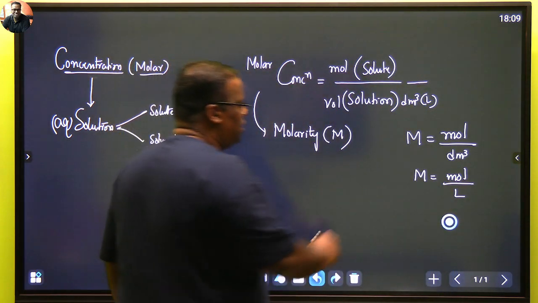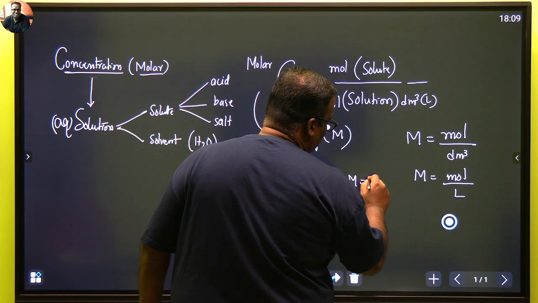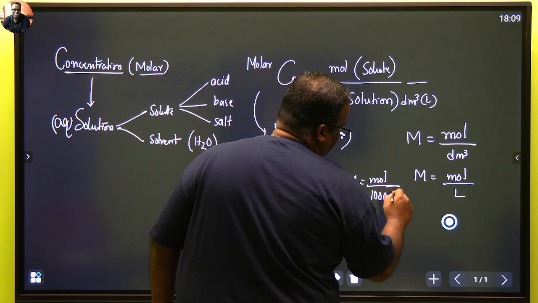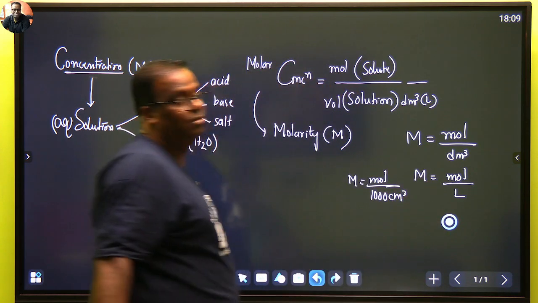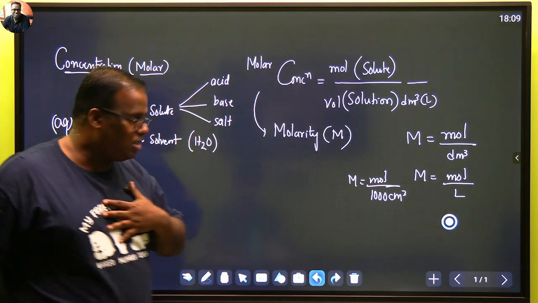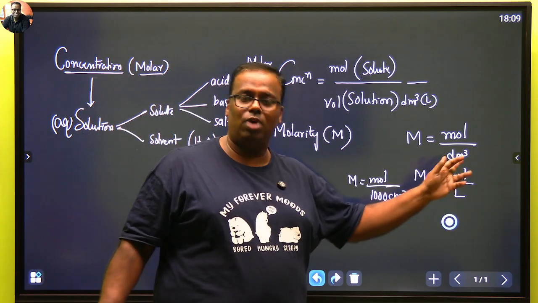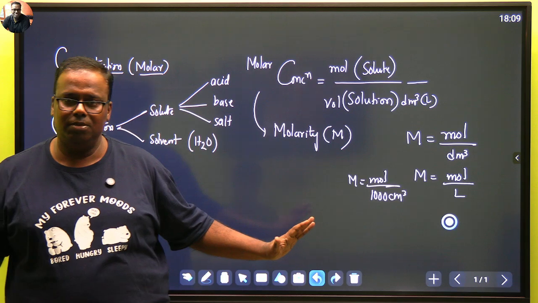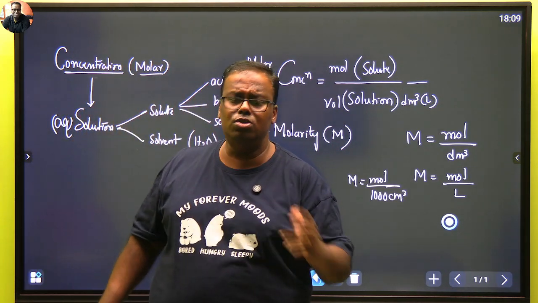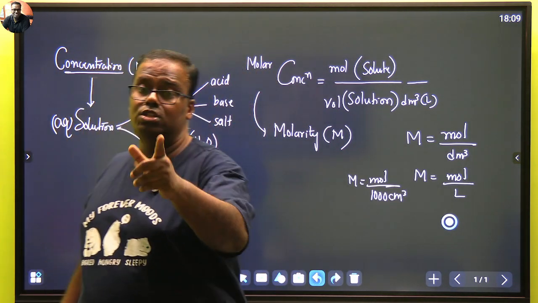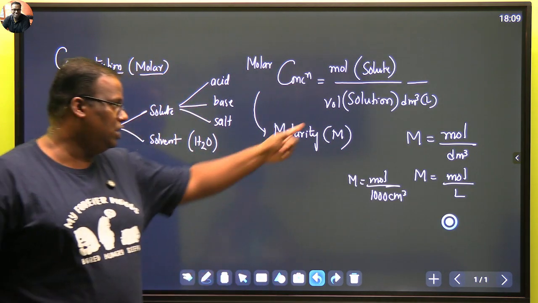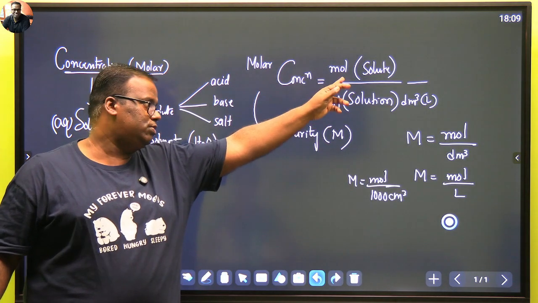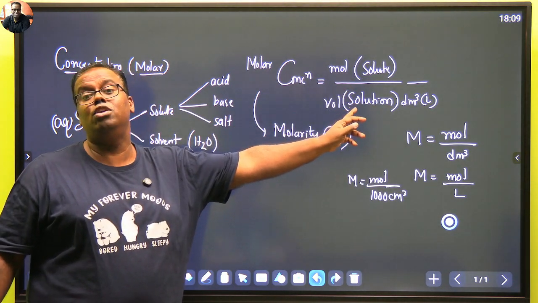It can also stand for moles per 1000 cm cube. If you are clear in units, then everything is clear. All mean the same, because I know 1 liter is 1 dm cube is 1000 centimeter cube. Is this clear? Molar concentration. Whose concentration are you searching? Moles concentration. In what? In a solution. What are you trying to find? Moles of solute present in a volume of solution.